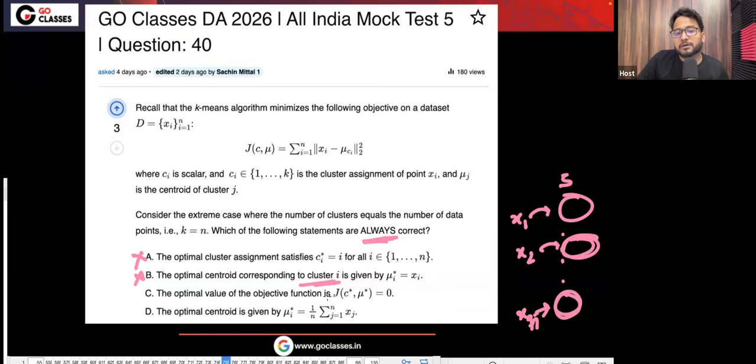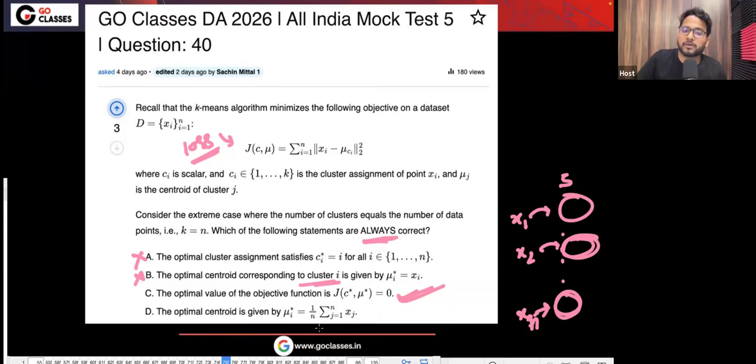But yes, at the optimal, the objective will be 0, because this objective is basically finding the distance between the cluster centroid and the point. Since the cluster centroid will be the same as the point, for every cluster, the optimal will be 0. The loss function, or the objective function, will be 0. This is also the loss function of k-means. The optimal centroid will be just xj, for some j.